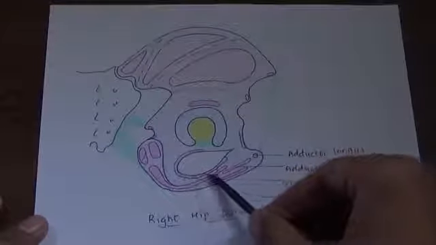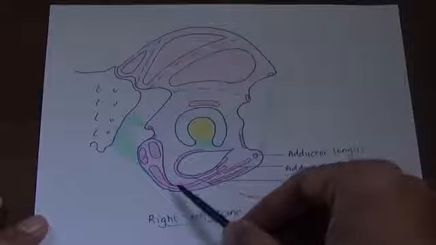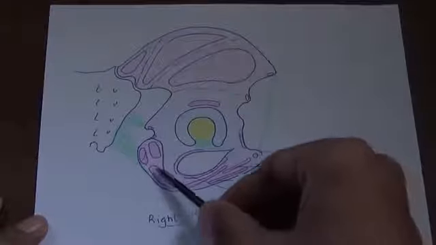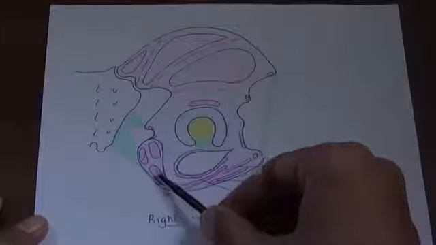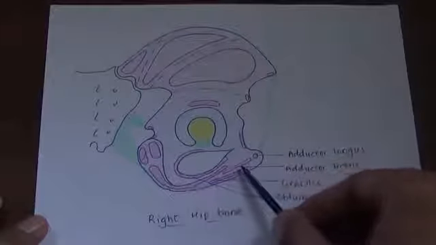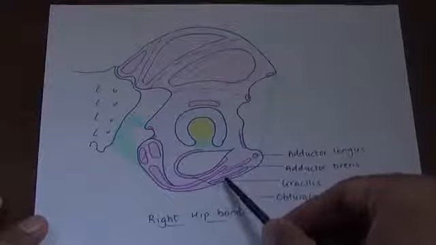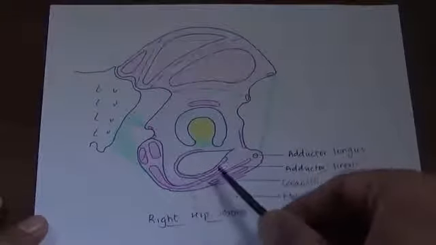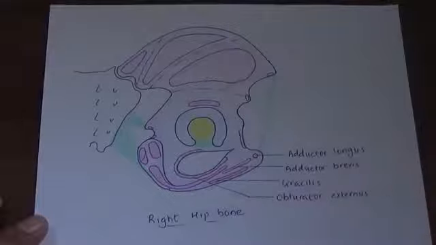There is origin of obturator externus. Next will be origin of adductor magnus. This is the adductor head which is continuous with the ischial head from ischial tuberosity. The next will be adductor brevis and gracilis. So these many muscles are taking origin from outer surface of the conjoint ischiopubic rami.